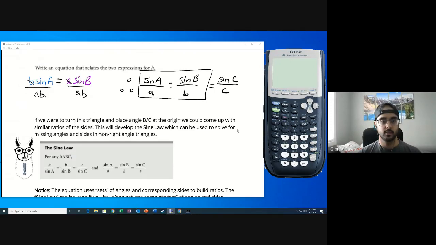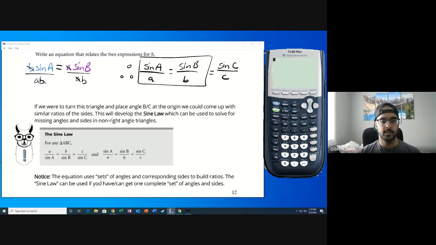And you can use this to solve for missing angles and sides in non-right triangles. Now this equation uses sets of angles and corresponding sides to build ratios. The sine law is useful, or it can be used, if you have or can get one complete set of angles and sides. And on the back page, we'll do a couple of examples talking about this.